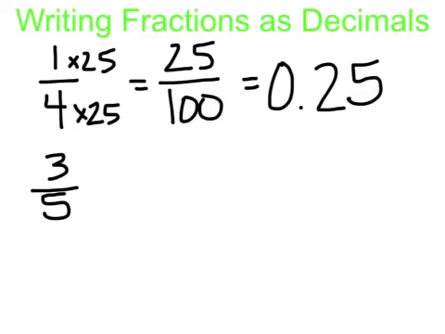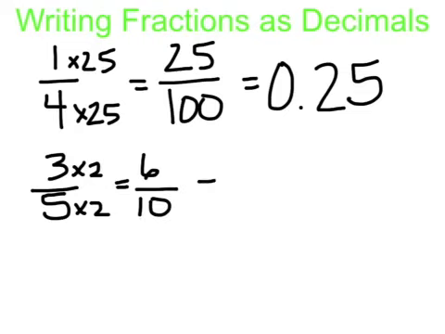Now let's look at another example, 3/5. 5 can go evenly into both 10 and 100, but we're going to try to make it easy on ourselves by choosing 10 as our new denominator. In order to turn 5 into 10, I need to multiply it by 2, and whatever I do to the bottom, I have to do to the top. 3 times 2 is 6, and 5 times 2 is 10. In order to write this one as a decimal, we are simply going to write 0.6. The correct way to read this number is 0 and 6 tenths, which is exactly what we have over here in our fraction.